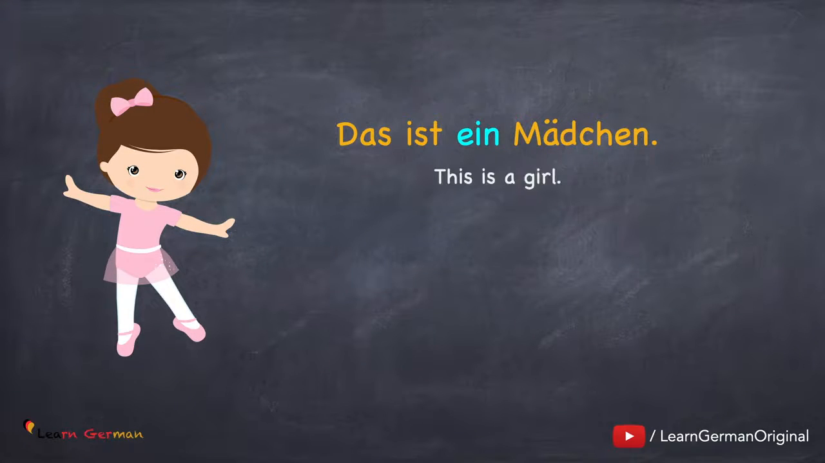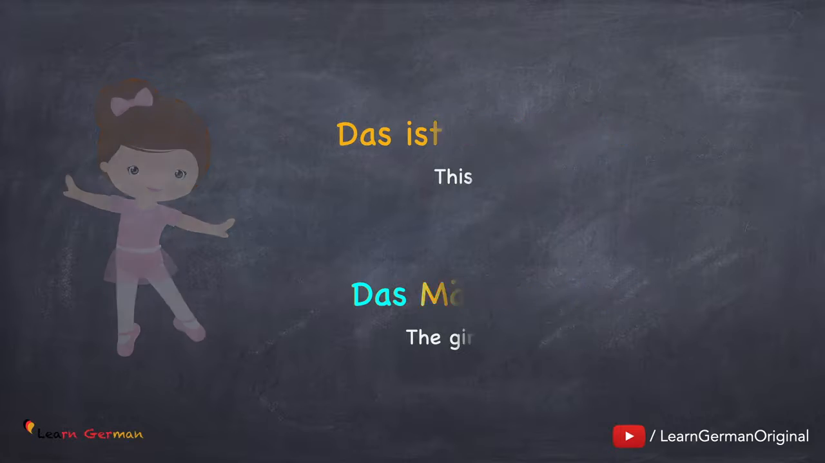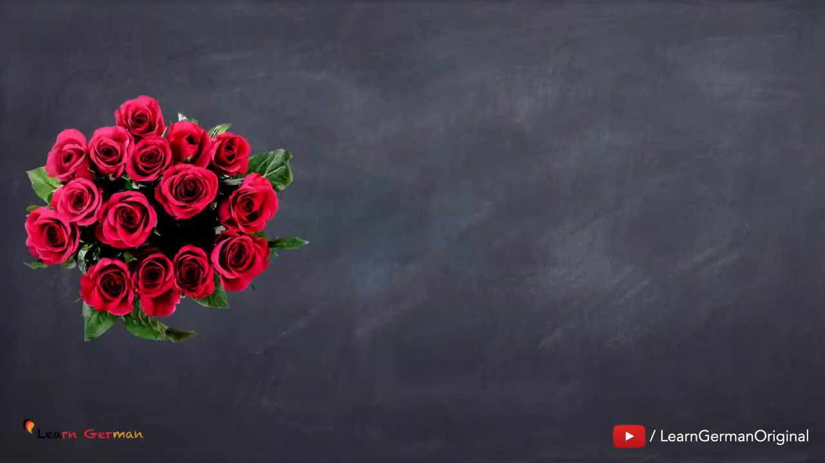Das ist ein Mädchen. Das Mädchen tanzt. So, in this case, when the definite article is das, the indefinite article is ein. Let's look at the case where we have plural.